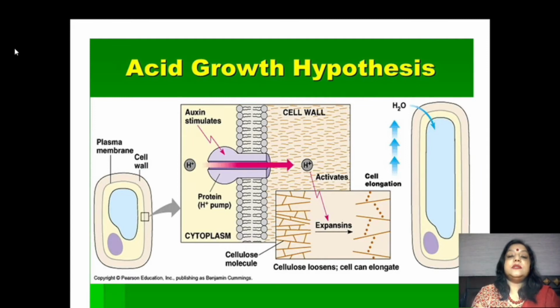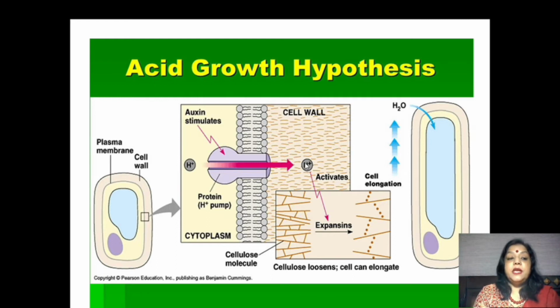As we know, auxin is a growth hormone and the growth of the plant cell totally depends on auxin. Auxin activates proton pumps which are present in the plasma membrane. In the previous video, I discussed how protons are formed. Protons come out into the cell wall, which makes it acidic, and the pH level maintained is 5 to 5.5.